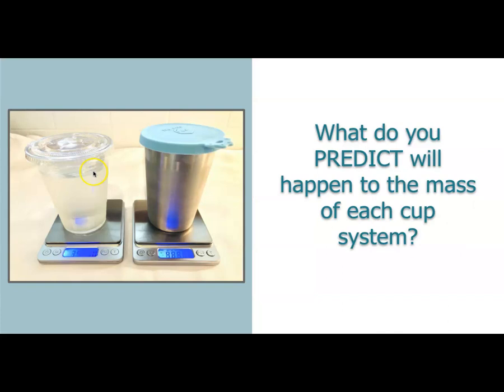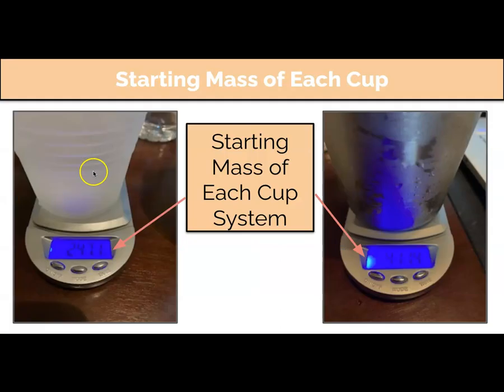So what do you predict is going to happen? Do you think Michael is right, where the mass will stay the same? Or do you think Regina is correct, where the mass is going to increase because water from air is being added to our cups? Well, let's test and find out.